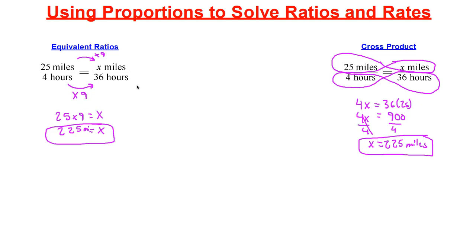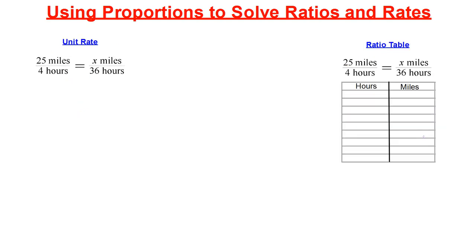You would want to use something else such as the cross product. Okay, so there are actually 2 more. We have equivalent ratios and then we have cross product. Now we have what's called a unit rate. So this might be the most important one that'll carry you through this entire unit.